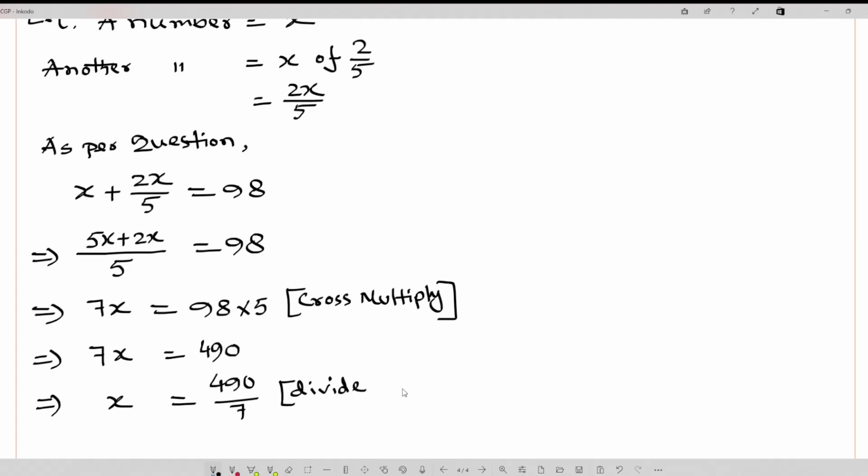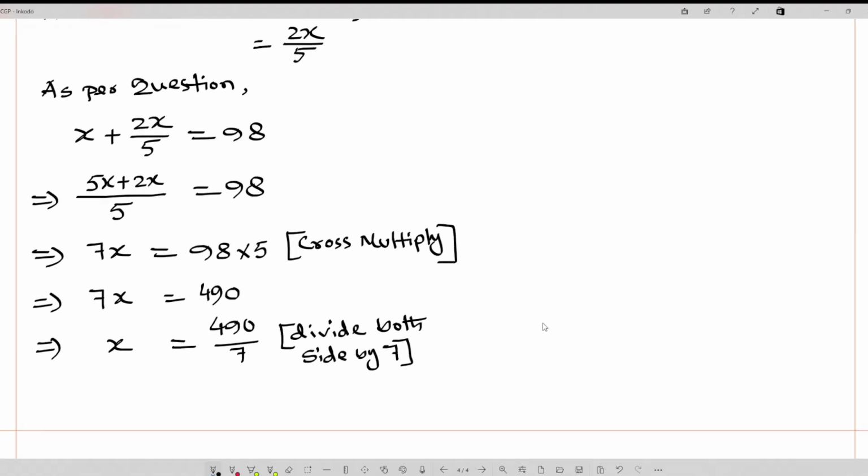Divide both sides by 7, right? So the answer is 70.